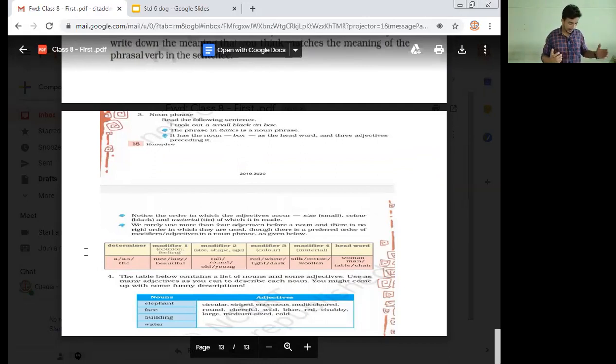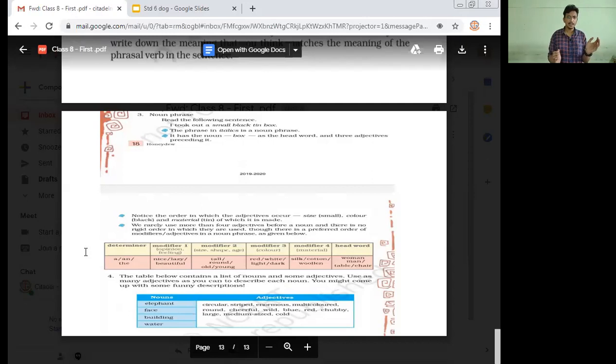So I'll give you an example. A small black tin box. That is an example given here. So in a small black tin box, small, black, and tin are the adjectives used to describe or decorate the word, the noun called box. So a small black tin box. That is actually a noun phrase, right? A small black tin box is a noun phrase. You know noun phrase. So I'm not going to explain about noun phrases.